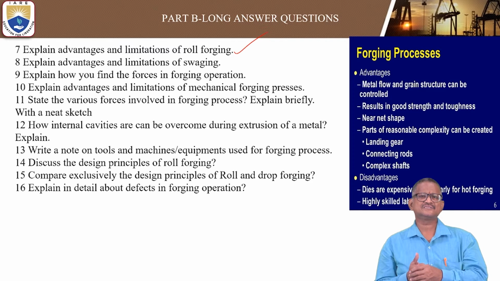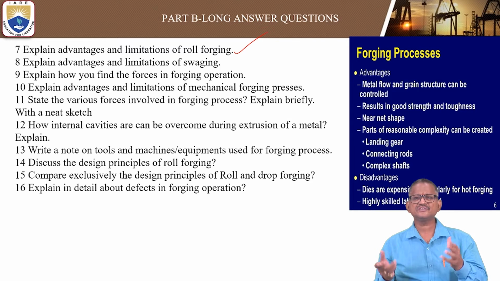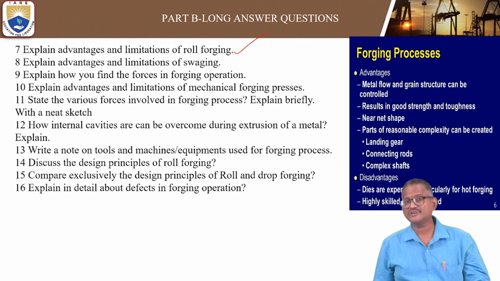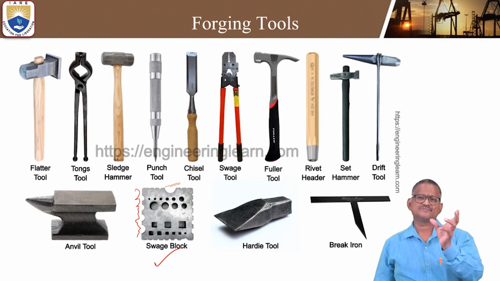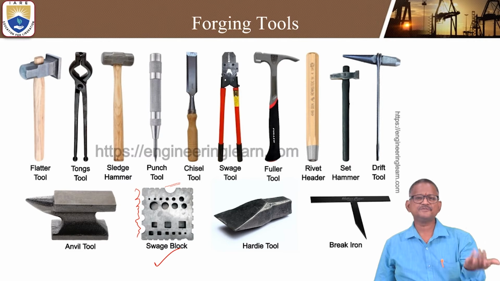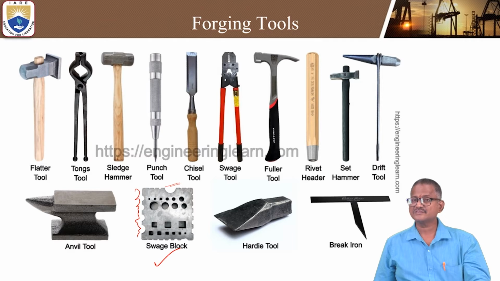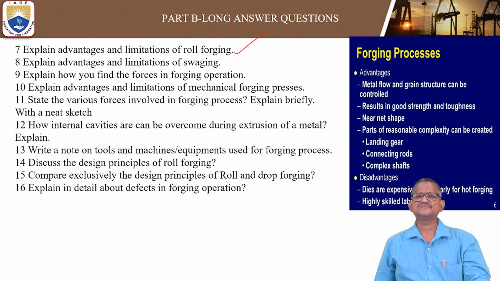Another question is: write a note on the tools, machines and equipment used for the forging process. In general, there are different types of tools and equipment used for the forging process. This is what you can see. These are some forging tools, especially needed to perform not only smith forging, but also drop forging, press forging, and machine forging processes. Any one tool may be used for any type of process. So this is another important thing.